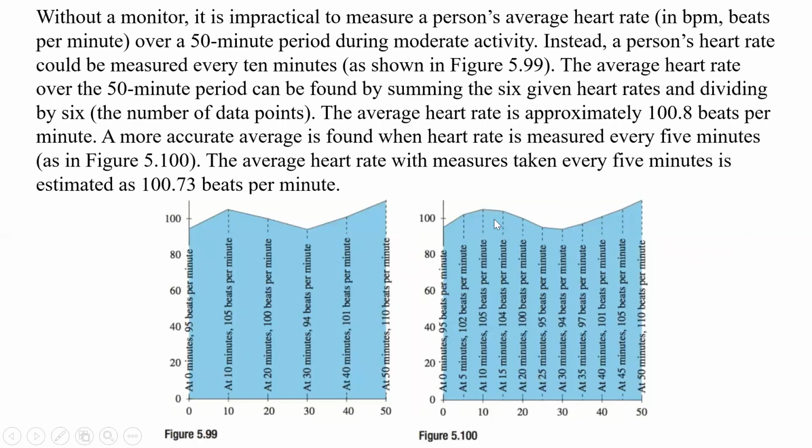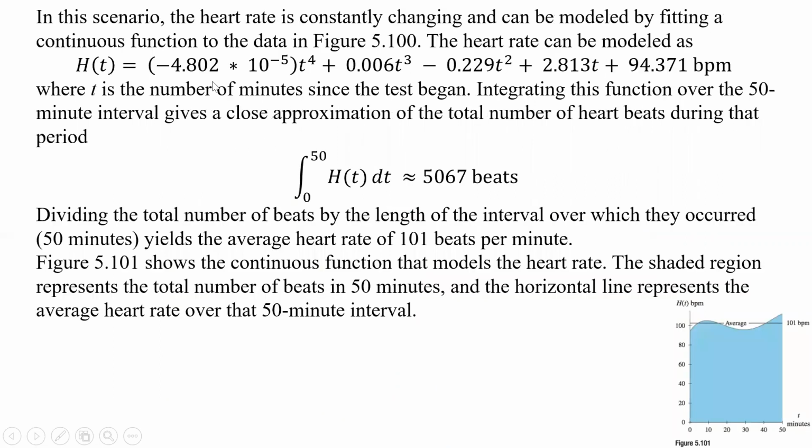And if we actually model this and use regression analysis, we're going to come out with this function here. What we can do then is use that function. We can take the antiderivative of it and go from 0 to 50, and that would tell us how many beats there are under that curve. So when we do that, it's going to look like the curve here and all the blue area here. So that's going to be 5,067 beats we find.